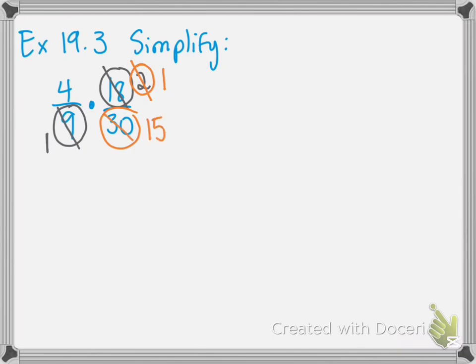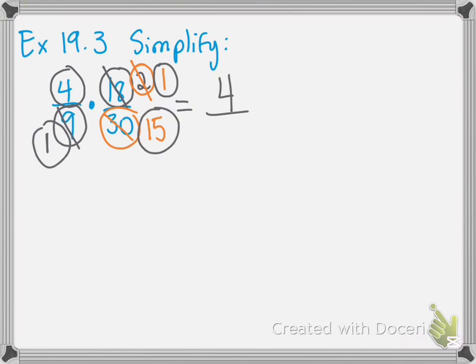Okay? Now notice how easy that makes this exercise. Because now all we have to do is multiply the 4 times the 1, which is 4, and the 15 times the 1, which is 15. 4 and 15 don't have anything in common. They don't have any common factors. So that is our reduced answer. And that's it. Very, very simple.